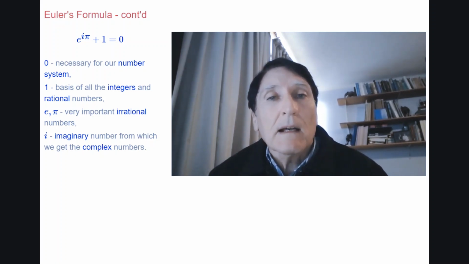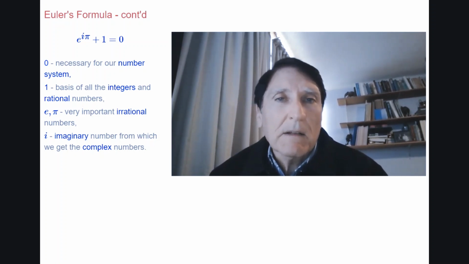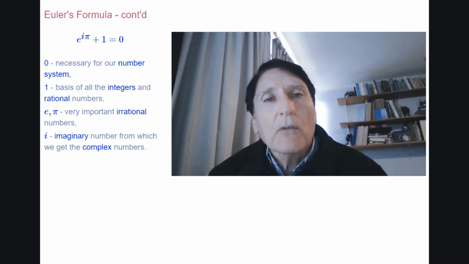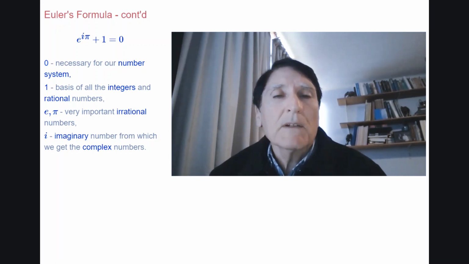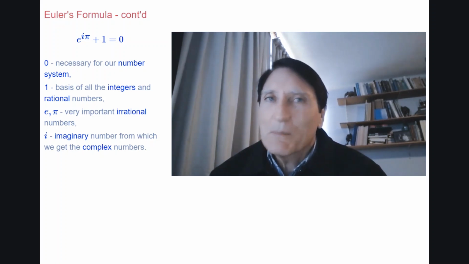And from the integers, we get the rational numbers, which are in the form a over b, where a and b are integers and b is non-zero. So the fractions are built up from the integers as well. The formula contains two of the most important irrational numbers in all of mathematics. That's e and pi. They turn up everywhere. And it also contains the imaginary number i, which is the basis of the complex numbers. No wonder people regard this as one of the most remarkable formulas in all of mathematics. You've got to admit, it's pretty cool.